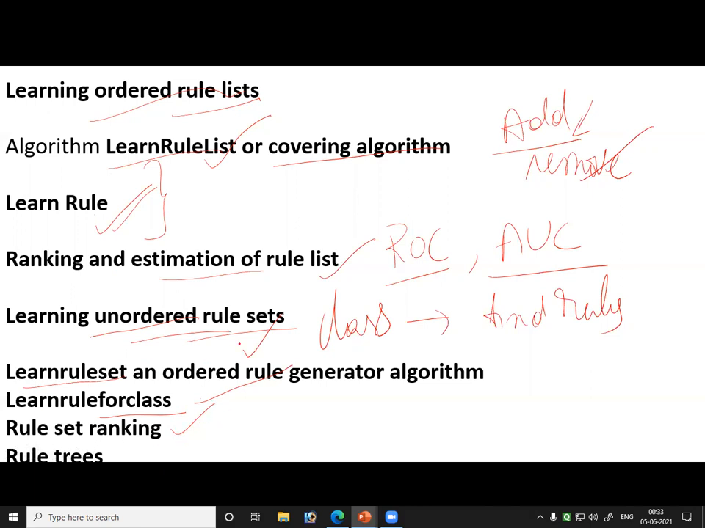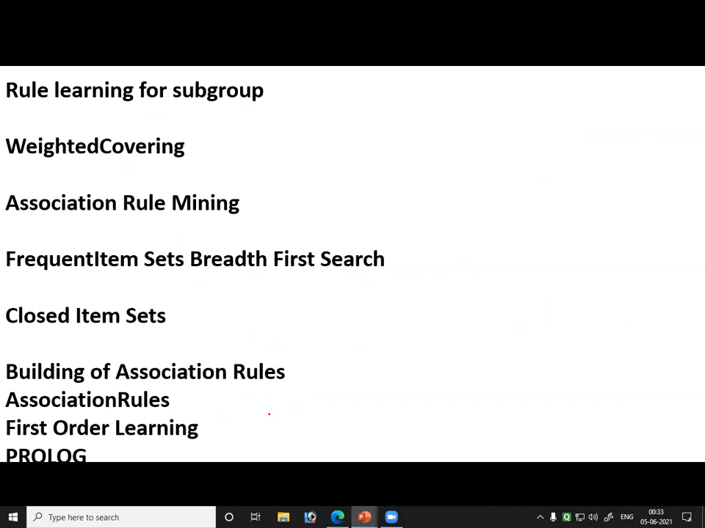If all features are made as branches, then such a tree is called a rule tree. Now, rule learning for subgroups, and also similar. Subgroup means subgroup. And then we learned an algorithm called the weighted covering algorithm.